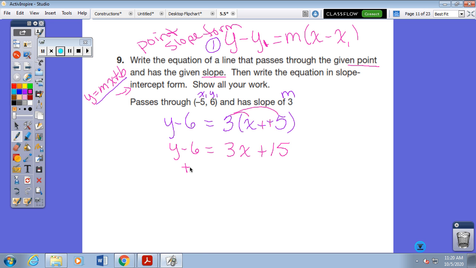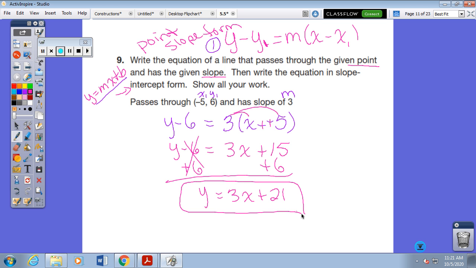Second, add or subtract the y1. Add 6 to both sides, doing the opposite, so we want these to cancel. Y equals 3x plus 21. Y equals mx plus b form.